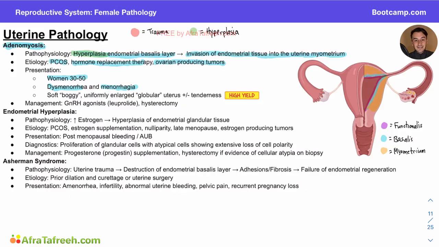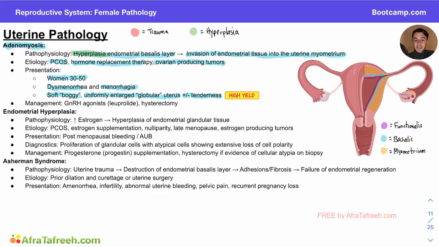Now, here's the highest yield part of this pathology: the description of a soft and boggy, uniformly enlarged globular uterus. This is so high yield. This is how they will describe adenomyosis to you. The histology findings are not as high yield as the physical exam description I just described. It is so high yield, and we also may present with tenderness in the uterine or pelvic area as well.